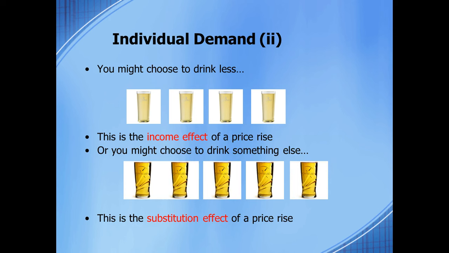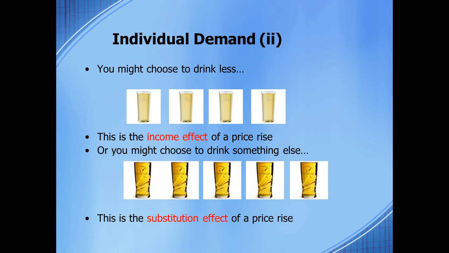Alternatively, you may choose to drink something stronger. Strongbow, for example, which is cheaper and you can still have your 5 pints. So the substitution effect is swapping one product with another. So if your demand is less, it's the income effect, and if your demand is for something cheaper, then it's a substitution effect.